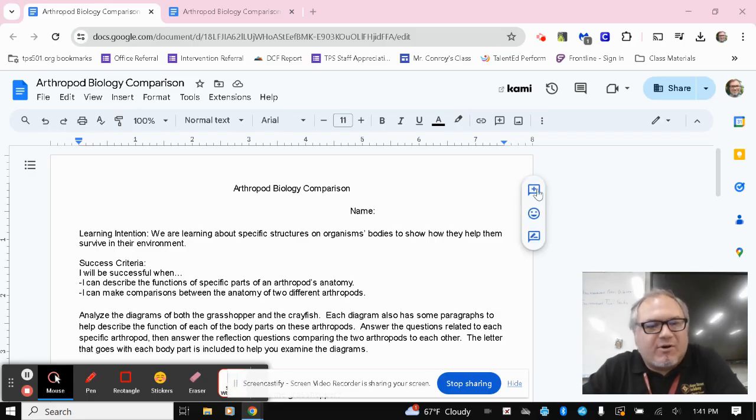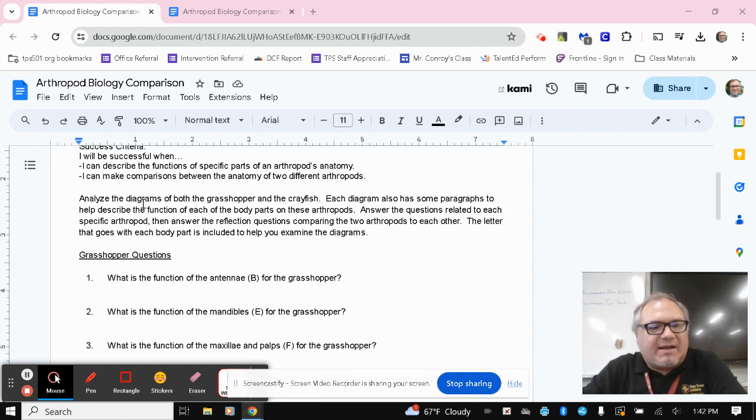Hi, I just wanted to go over the arthropod biology comparison assignment here. The learning intention: we're learning about specific structures on organisms' bodies to show how they help them survive in their environment. Again, kind of looking at form and function here. Success criteria: I'll be successful when I can describe the functions of specific parts of an arthropod's anatomy, and I can make comparisons between the anatomy of two different arthropods.